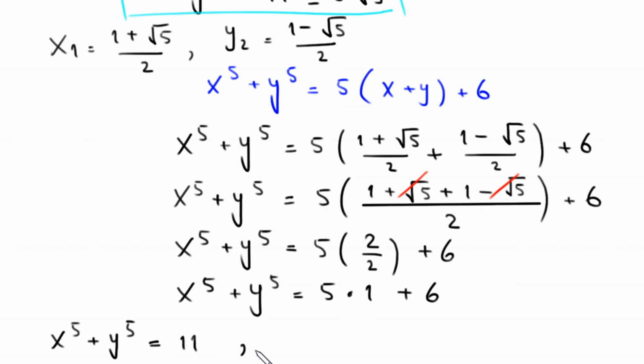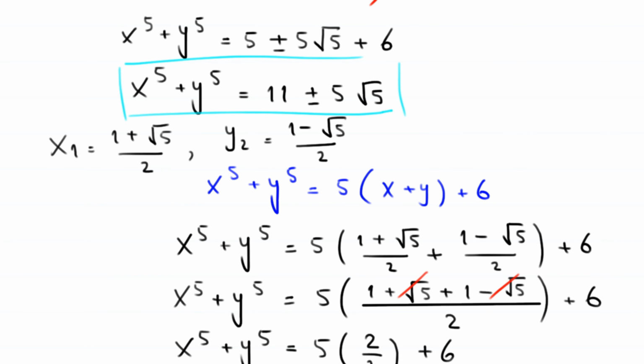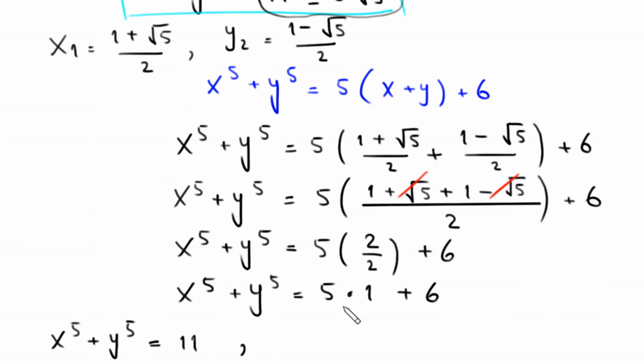And first we found that x to the power 5 plus y to the power 5 is 11 plus minus 5 times root 5. First we found 11 plus 5 times root 5 and 11 minus 5 times root 5. So we have three solutions for this equation.